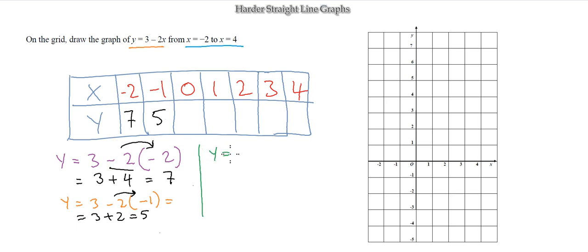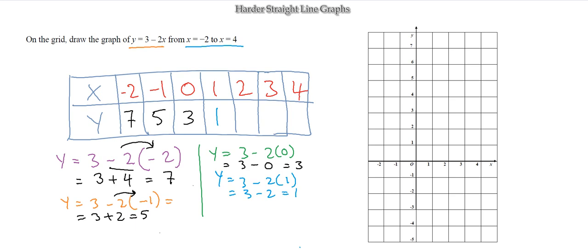Then we have 0. So y equals 3 minus 2 times 0, and that's 3 take away 0, which is 3. Then for 1, y equals 3 take away 2 times 1, so 3 minus 2 is a positive 1.